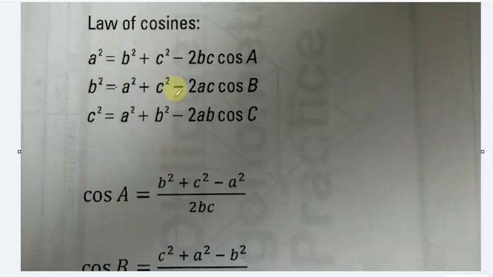Then b squared. The other two sides are accounted for, minus 2 times these two sides, times the cosine of the angle across from the side that we're looking at. And then again, c squared, same thing. The other two sides are accounted for, minus 2 times those other two sides, and then the cosine of the angle opposite this one. Okay?